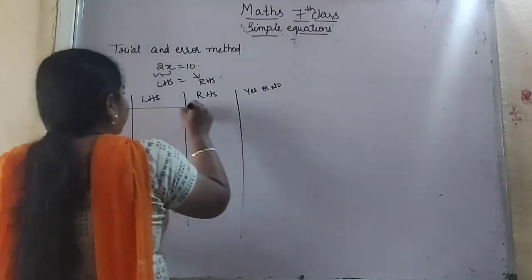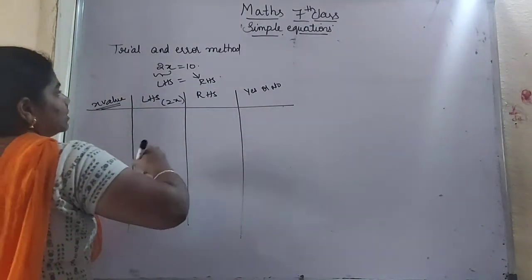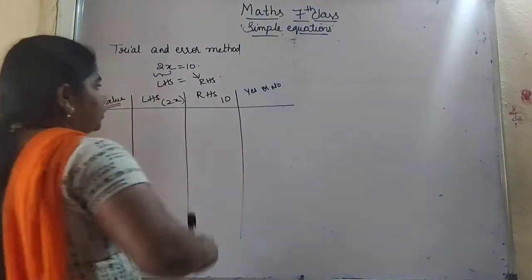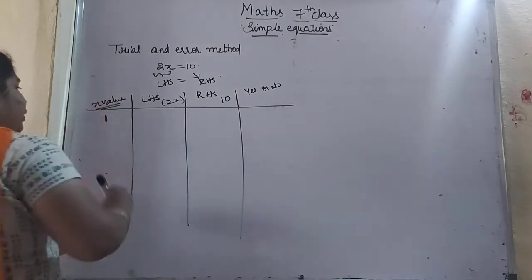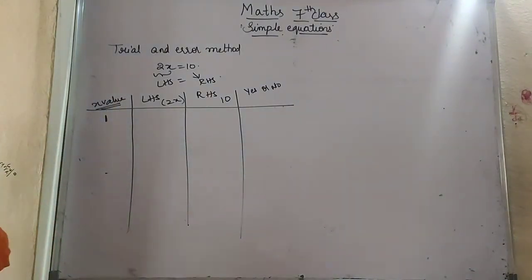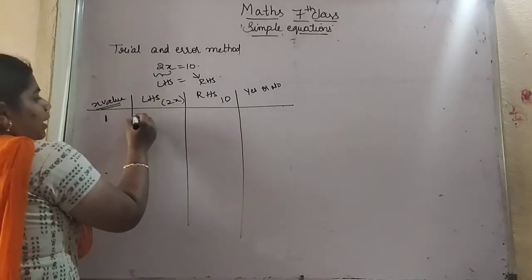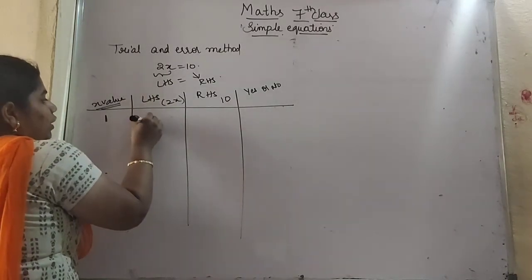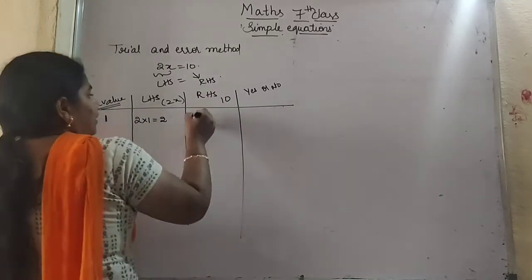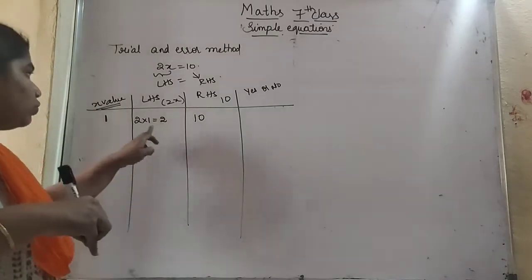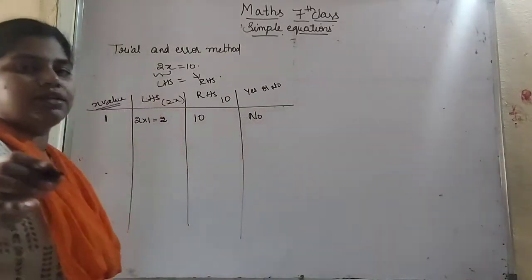First, the LHS part is 2x, that is 2 into x. The RHS part is 10. Now first I am going to substitute x as 1. In the LHS part, 2 into 1 is equal to 2. The RHS part is alone, that is 10. 2 is not equal to 10. So what we will write here? No, that is not satisfied.